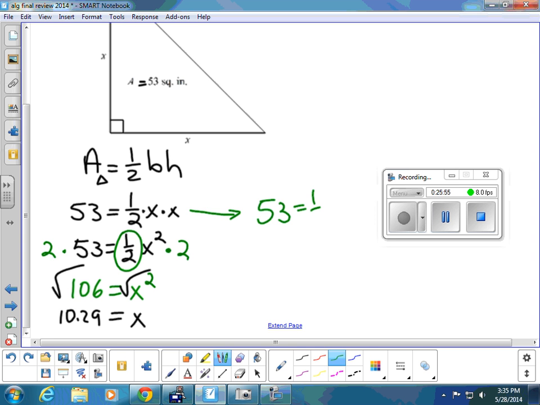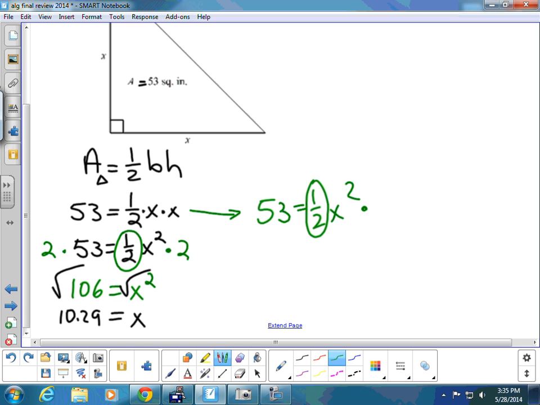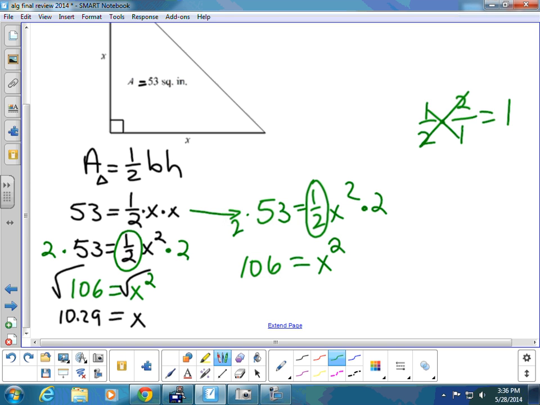53 equals 1/2 x squared. We have to get rid of this half. In order to get rid of a half, we want to turn it into a 1. If we multiply it by 2, these cancel out and it equals 1. So I have to do the same thing to the other side. So that's where I get the 106 times x squared. So this is 1/2 times 2 over 1. This all turns into a 1. So it's no longer there anymore.